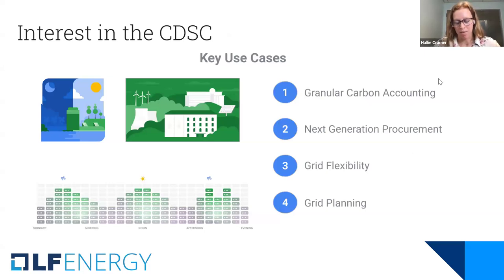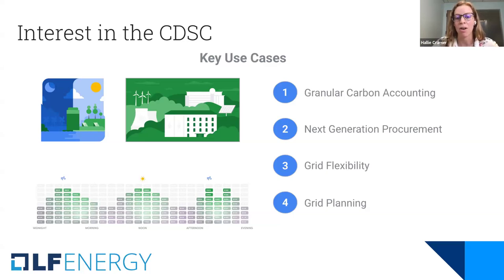And what you can see from that prior slide is that you need granular data, and there's an important role for data to play here. When we became interested in the Carbon Data Specification Consortium, there are a number of key use cases that we found really interesting and relevant for Google as well. The first, granular carbon accounting. This is thinking about how do we ensure that our carbon inventories are both reliable and credible? And one way to do that is moving to more granular carbon accounting, location-based and temporal-based matching.